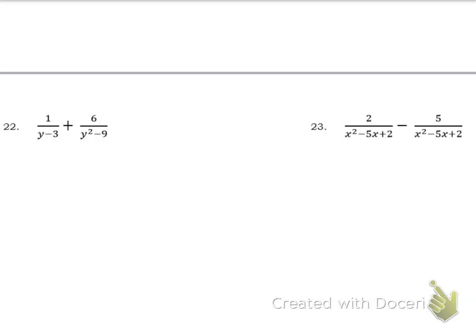Alright, last set here. Multiplies to negative 9, adds to 0. So I got 1 over y minus 3 plus 6 over, it's going to be a positive 3 and a negative 3. So they're sharing that negative, and I need a y plus 3 over here. So when I multiply that 1, I'm just going to get y plus 3. I got plus 6 still left. So y plus 9 over (y minus 3)(y plus 3). There's no GCF, and I cannot factor anymore. So that is my final answer.